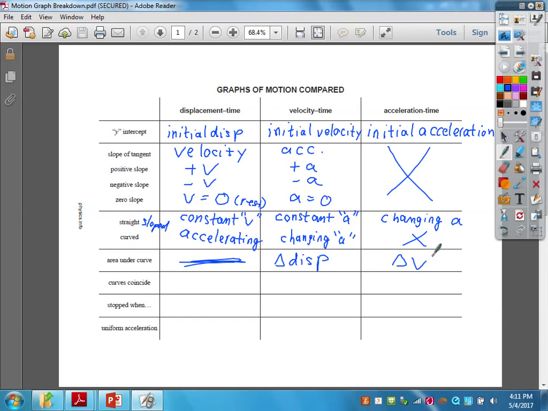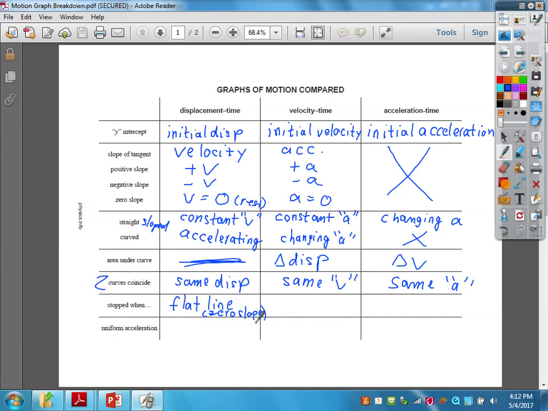Curves coincide. That just means the objects are at the same displacement. If they coincide on a velocity time graph, they're at the same velocity. And on an acceleration time graph, you have the same acceleration. Again, curves coincide, meaning that you have two curves coinciding. When is the object stopped? It is stopped on a displacement time graph whenever you have a flat line. I'll write underneath here, zero slope.